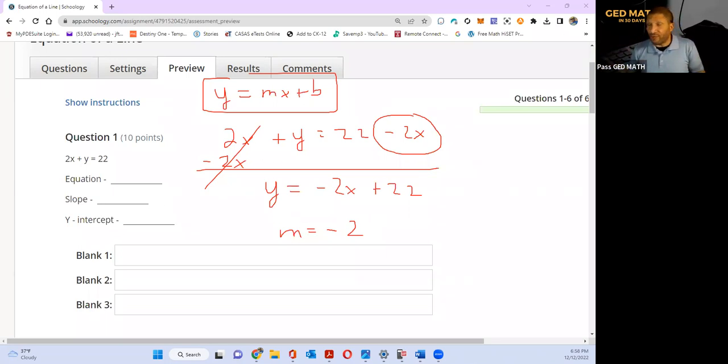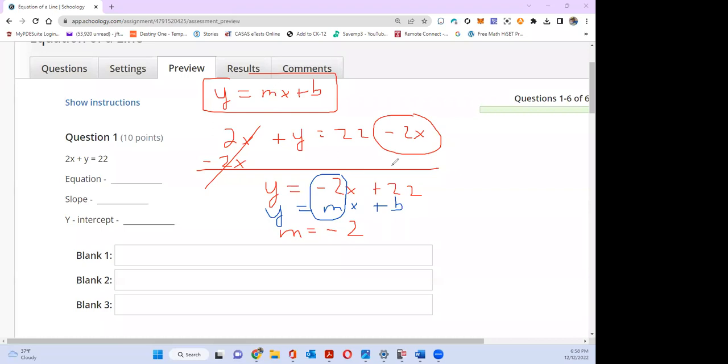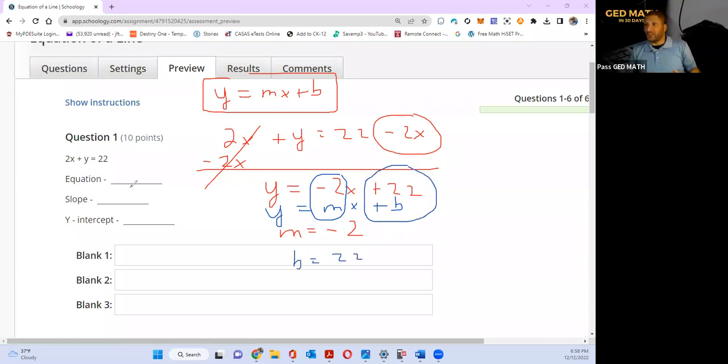So let me change my color to blue so you can see it. Y equals mx plus b. Right. So my m is what? Negative 2. My b is what? 22. That's the answer to this question. Y equals minus 2x plus 22. My slope is minus 2. My y-intercept is plus 22. You cannot be deterred because the linear equation looks different.